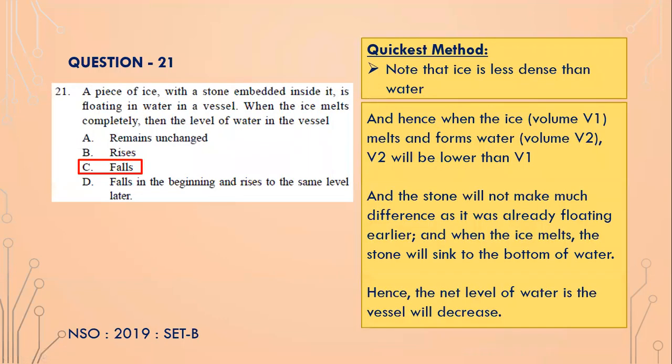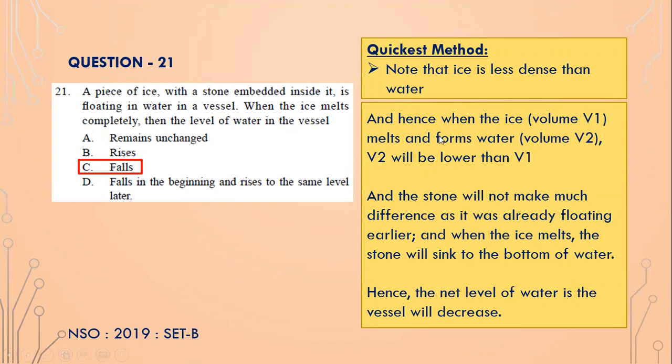A piece of ice with a stone embedded inside it is floating in water in a vessel. When the ice melts completely, the level of water in the vessel will fall, isn't it? This is interesting. If you want, you can do this experiment at your place.